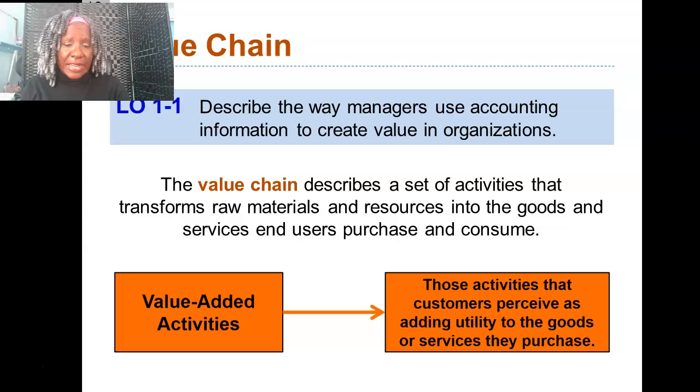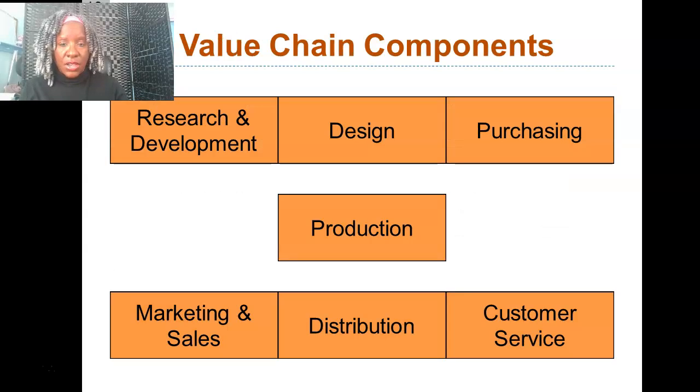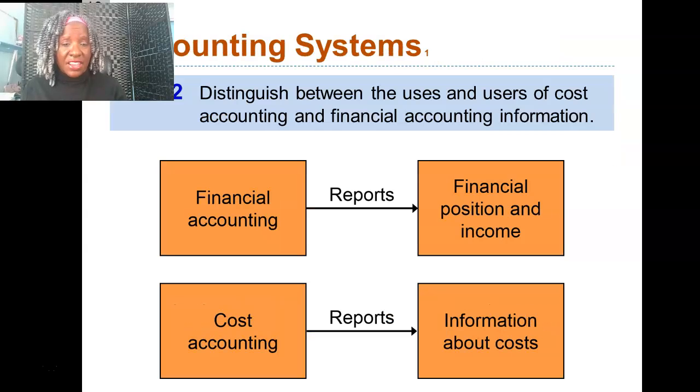So we want to talk about activities that transform raw materials into resources and goods that can be used to purchase for others. So how do we add utility to these? Well, obviously R&D is going to be designing and all types of things, but we want to talk about research. We want to talk about how we market, how we produce, and how we work with our customers, and how we add value in doing that.